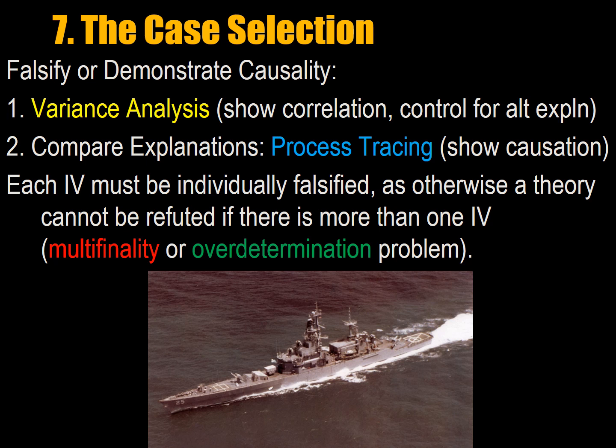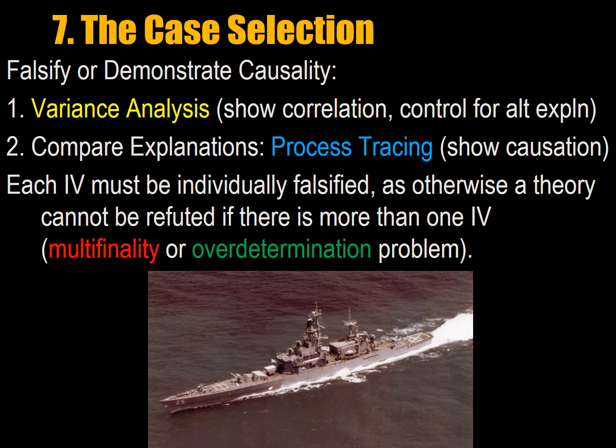Now, this is a problem because if we don't falsify all the other explanations, we could have what's called the overdetermination problem. If someone crosses the street and they get run over by a car, and at the same time they get shot by a bullet, what killed them? Getting run over by a car or getting shot?